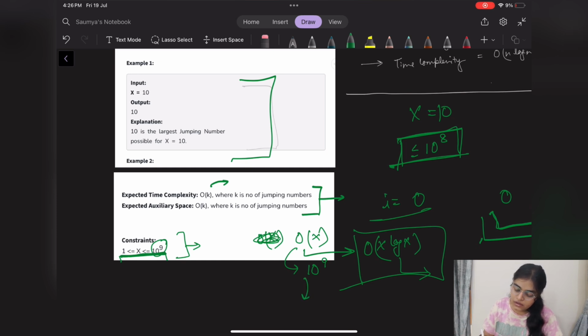So we'll have only two options left: either solve the question in big O of x, or big O of log x.